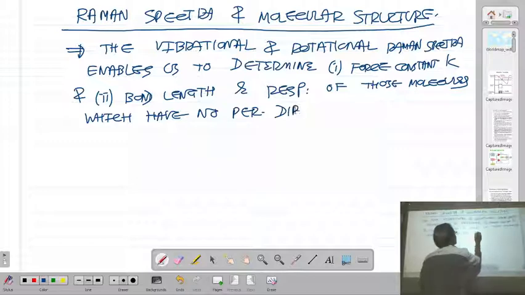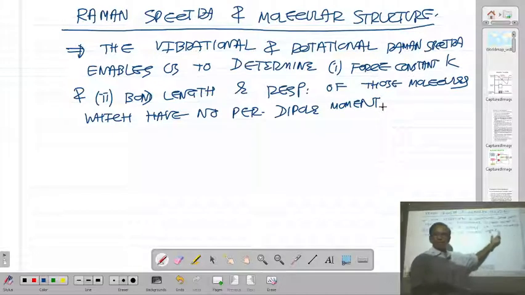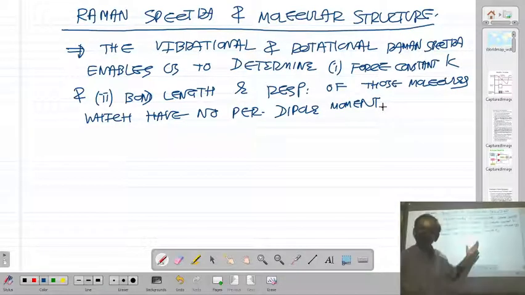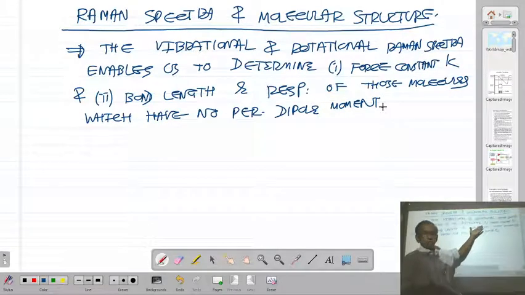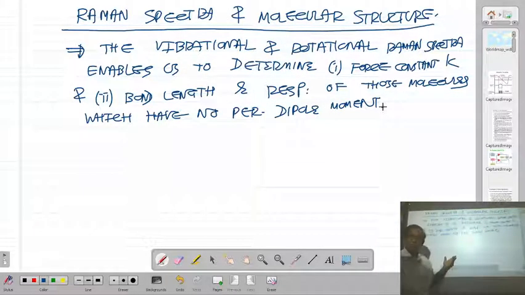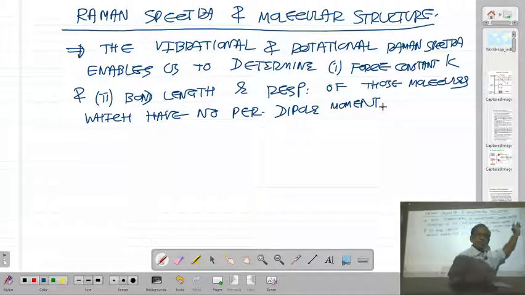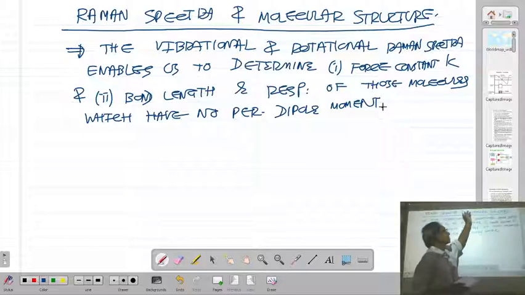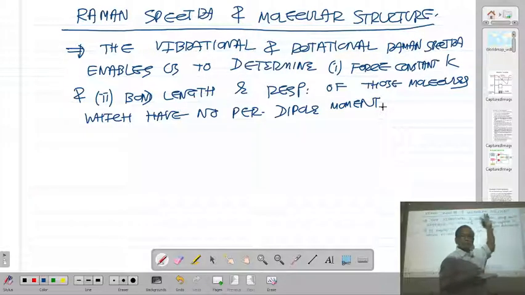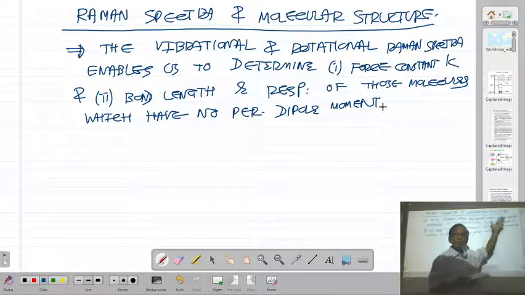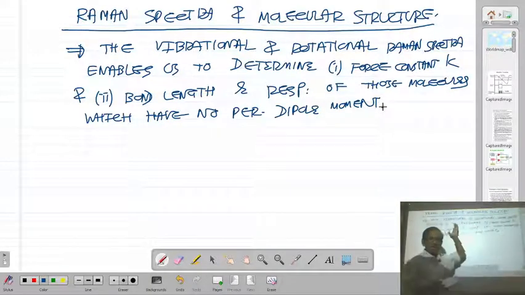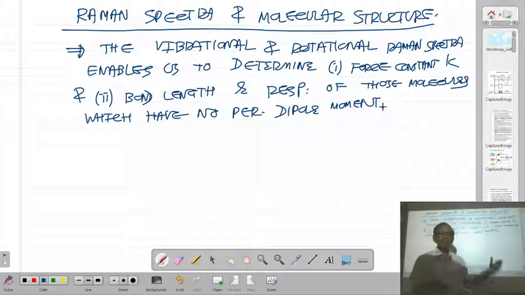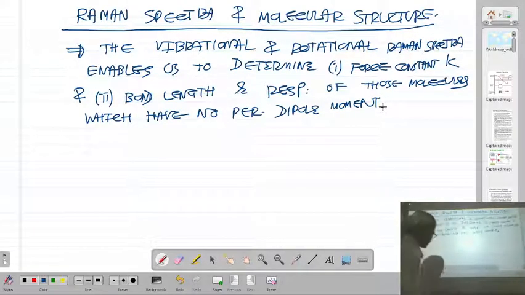As you know, molecules which have no permanent dipole moment do not give rotational spectra and vibrational spectra, but they give Raman spectra. So from the study of vibrational Raman spectra and rotational Raman spectra, we can determine the force constant K and the bond length, the internuclear distance between the two atoms of the molecule, which does not possess a permanent dipole moment.